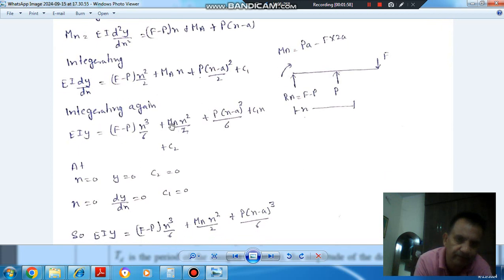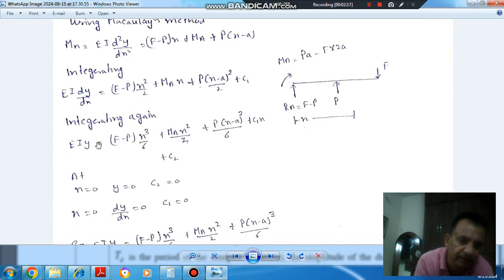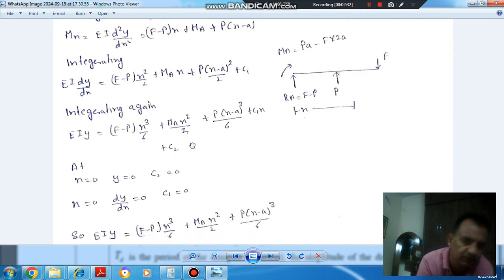If we integrate it again, the method of integration in this method is that we take (x minus A) as a variable, not integrating it like that. Px square by 2 plus P, we take (x minus A) as a whole as a variable, so its integration will be (x minus A) square by 2. Similarly, integrating again, EI y will be equal to (F minus P) x cube by 6 plus MA x square by 2 plus P (x minus A) cube by 6 plus C1 x plus C2.